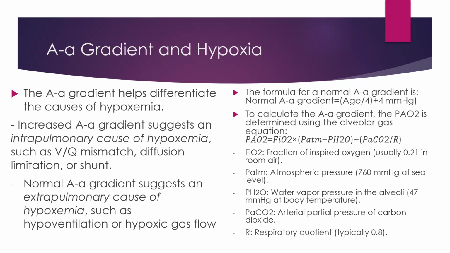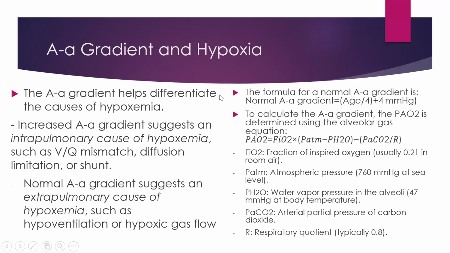An increased AA gradient suggests an intrapulmonary cause, which could be due to shunt, diffusion limitation or VQ mismatch. When you have a normal AA gradient, this suggests an extrapulmonary cause of hypoxemia or hypoxia, which could be due to hypoventilation or supply of a hypoxic gas mixture.